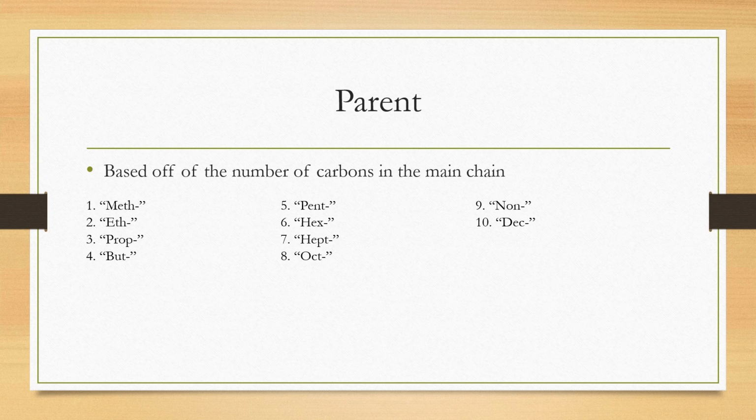The parent is based off of the number of carbons used in the main chain. While a majority of the parents follow standard naming conventions, the numbers 1 through 4 are a bit irregular. To help yourself remember the first 4 parents, use the "monkeys eat peeled bananas" phrase to recall meth, eth, prop, and bute.